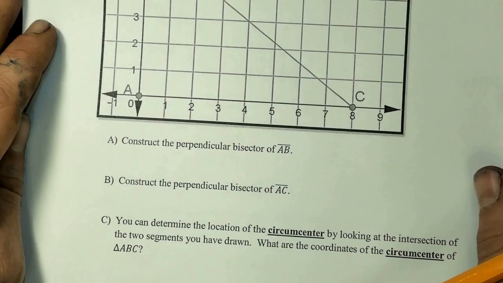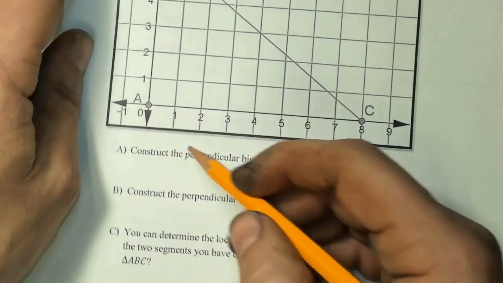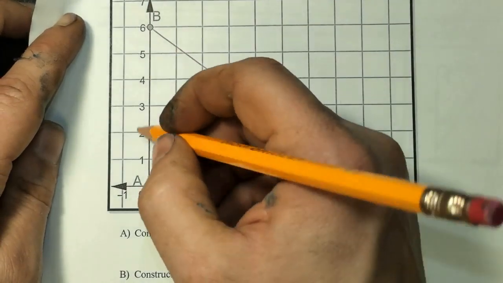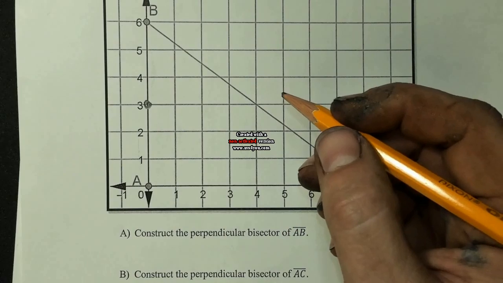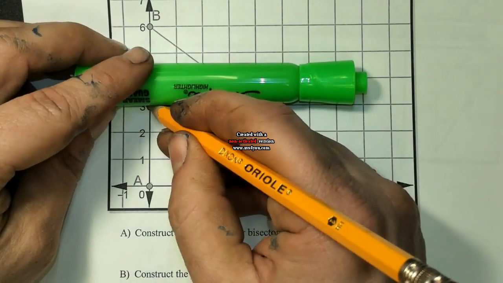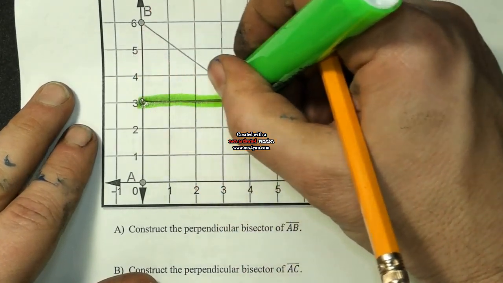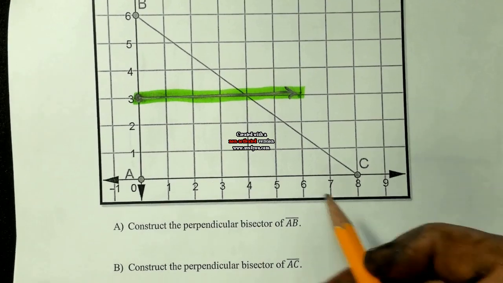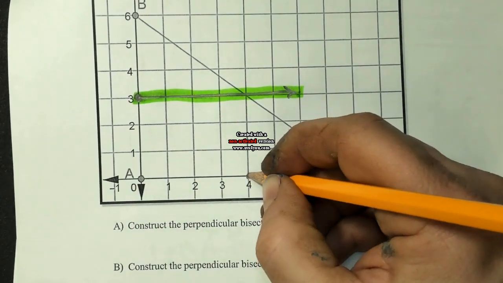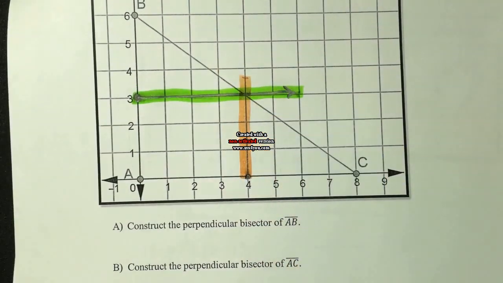Construct the perpendicular bisector of AB. It's 6 units, so there's the center. A perpendicular bisector has to go perpendicular, so done there. Construct the perpendicular bisector of AC. 8 units, 4 must be the center. Done.